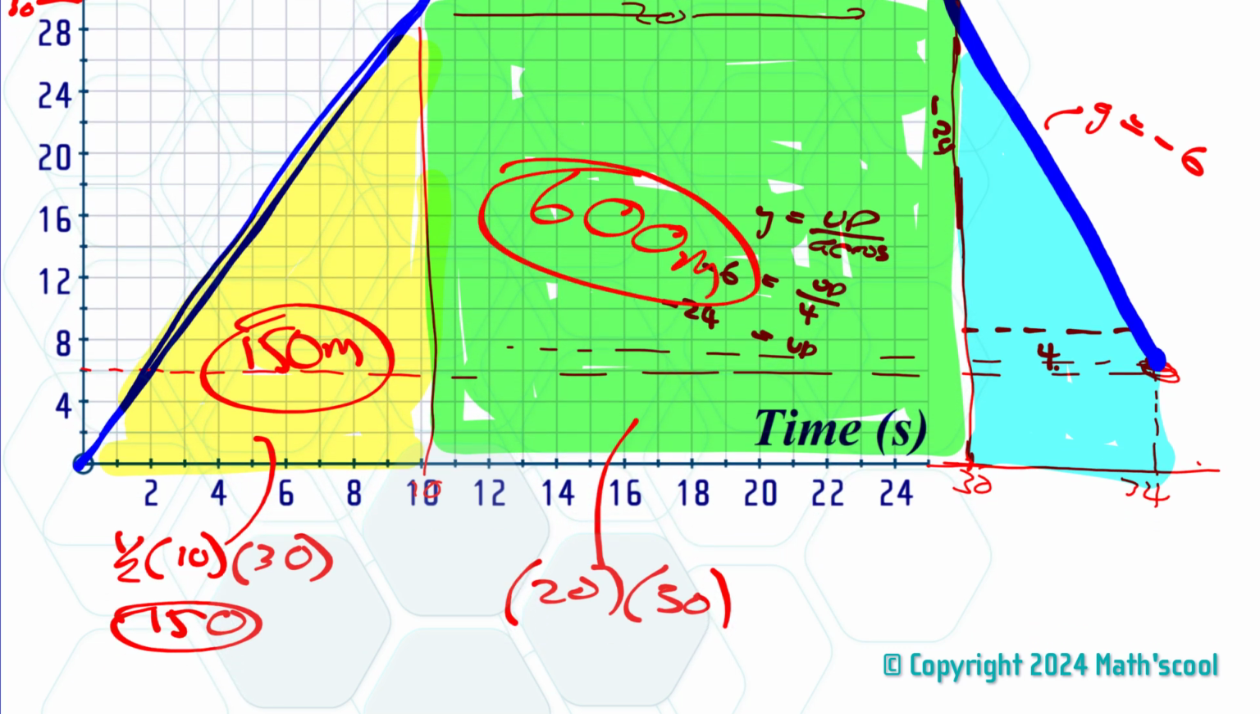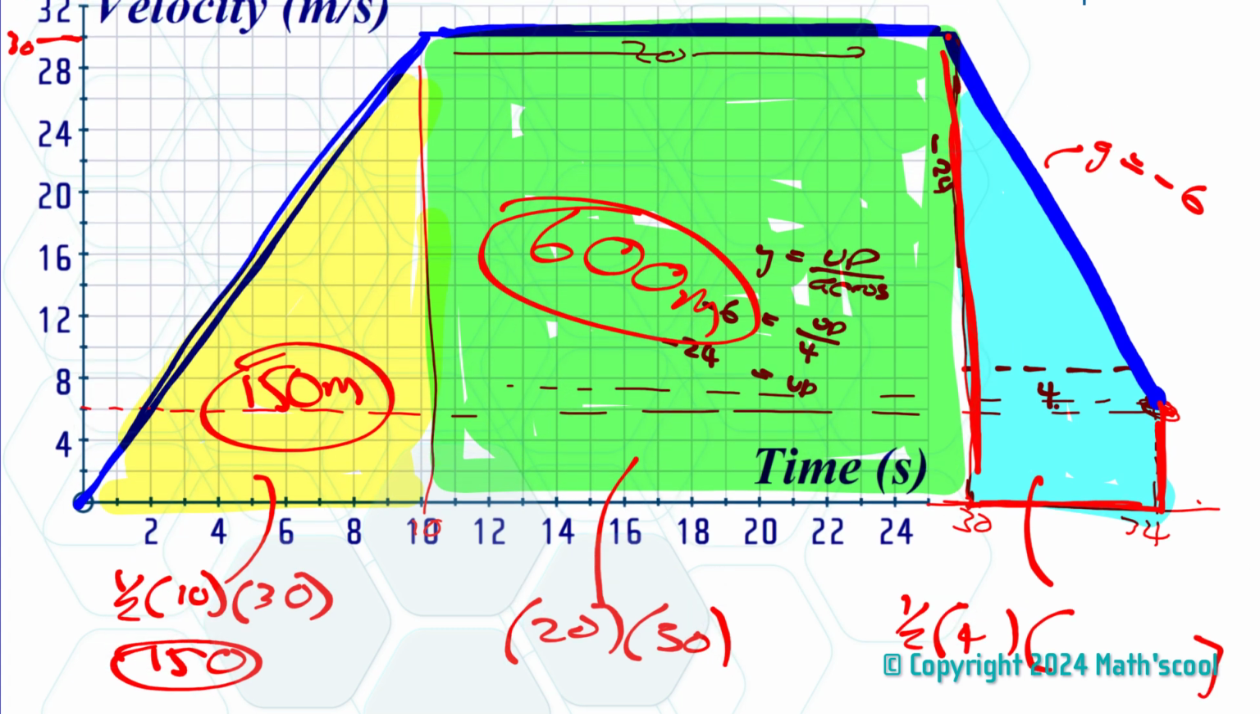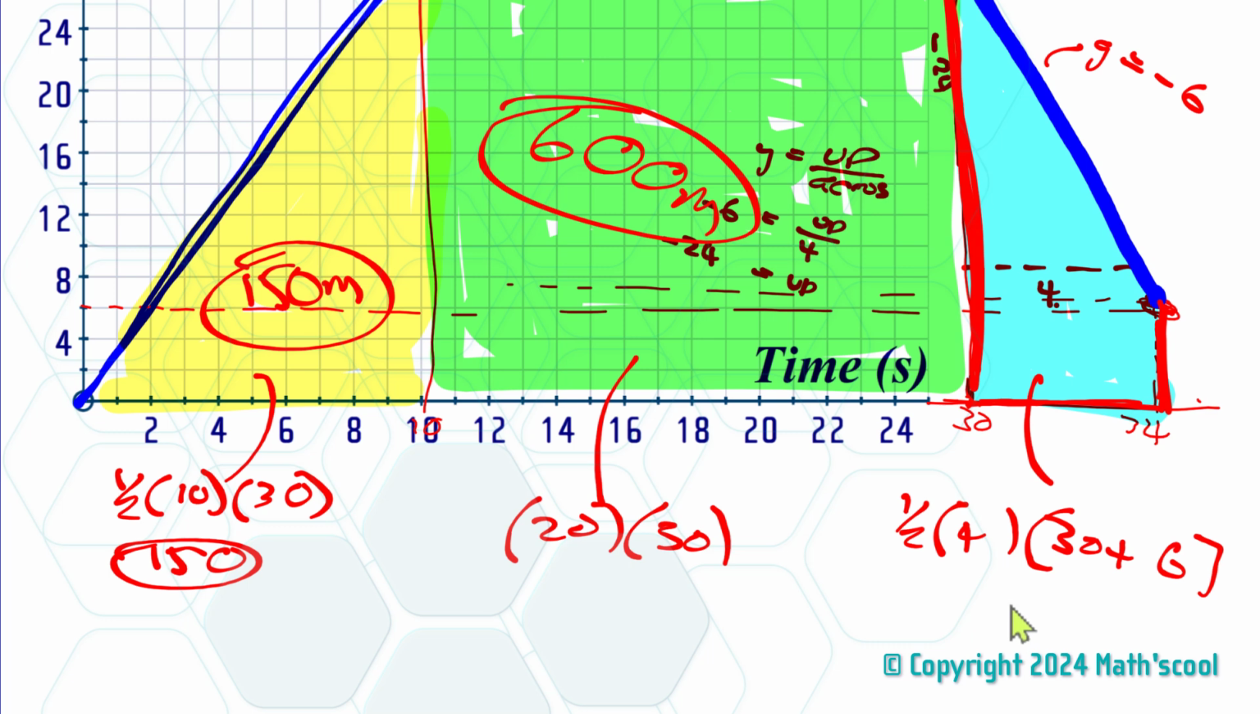Is that bit there. And then the last bit is a trapezium, which is a half h. H is the gap between the parallel sides. These are the parallel sides, and that's the gap between the parallel sides, so that's 4. And then one of the parallel sides, which is 30, plus the other parallel side, which we know is 6. So that's going to give us 36 times 2, which is 72. So that's going to give us 72 meters.